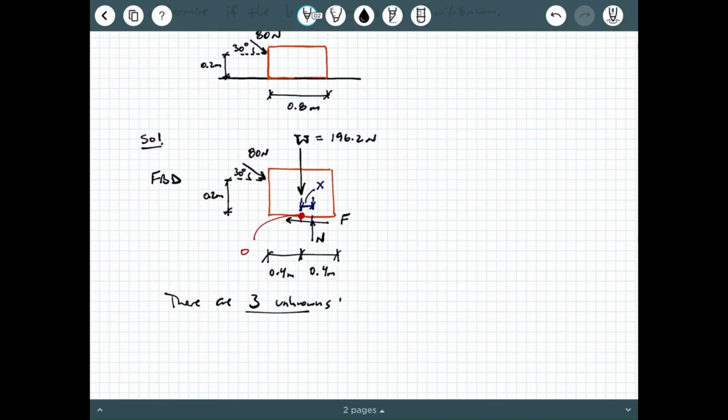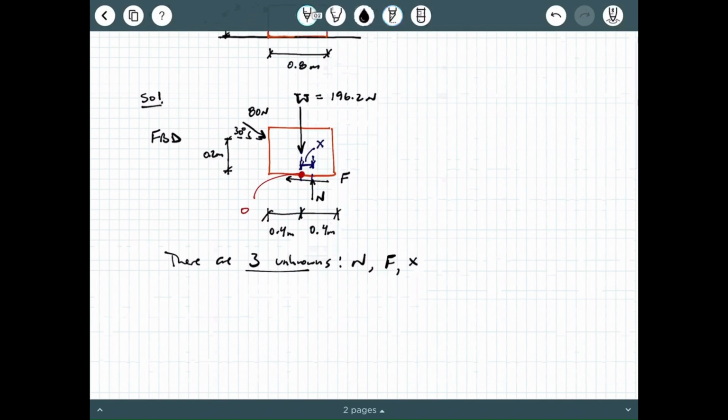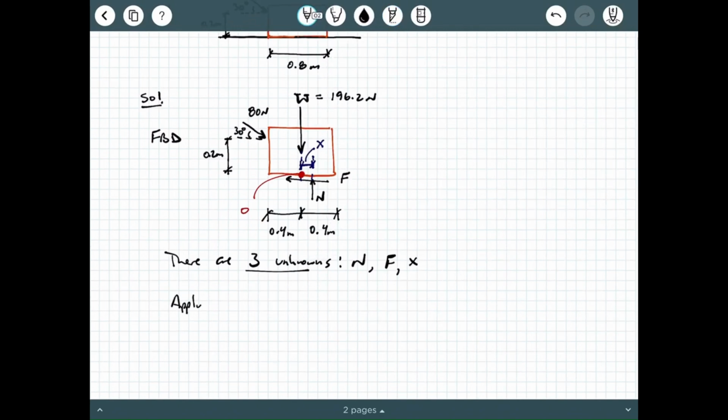There are three unknowns. What are they? Well, N, the normal force, the friction force developed, F, and what else? Do you see anything else here we don't know? The distance X that our normal force is away from the line of action of the weight of the box, which is also the same distance X it is away from the origin. So we have three unknowns.